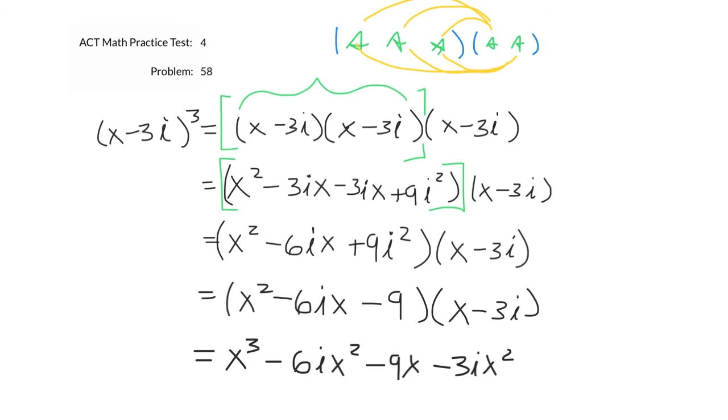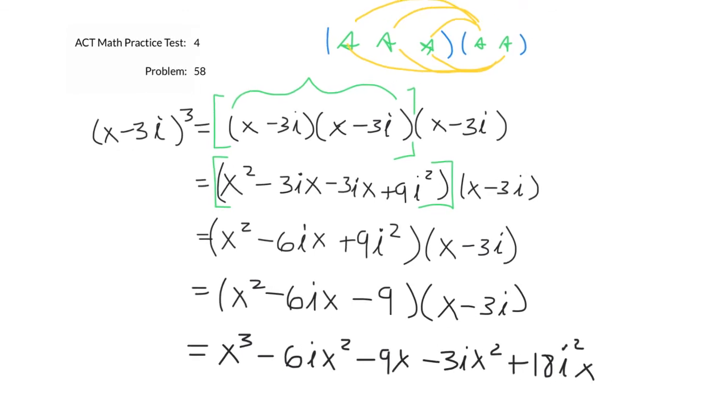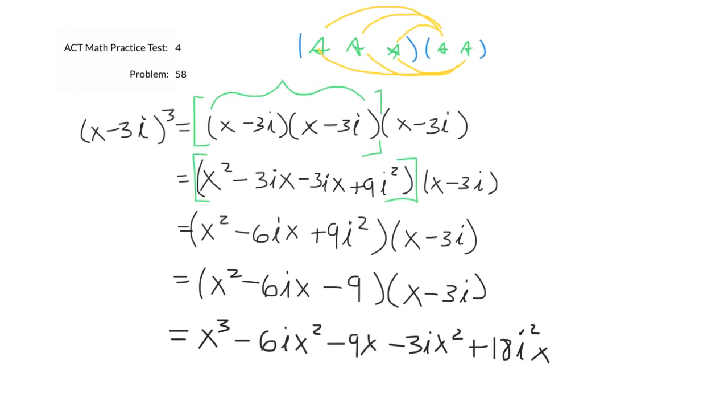Then we're going to have -3i times -6ix. Well, that's kind of an interesting one. First of all, it's going to be positive. -3i times -6ix, that's going to be positive. So you just put a plus sign. And then it's going to be 18i squared x, right? If you have to pause the video and think about that one, feel free. Then we have -3i times -9. Well, first of all, that's going to be positive. So it's going to be plus, and then we're going to have 27i.